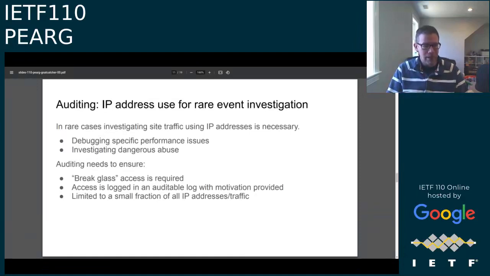you need to audit to make sure that when IP addresses are used for these specific rare events, break glass access is required. And when that happens, we need to make sure it's logged. We need to make sure that log is auditable and people are providing motivation. And the most important thing is we need to make sure that these are in fact rare events and that they're a small fraction of all the traffic and all the IP addresses that are coming to a site. We want to make sure this is only being used for rare investigations.